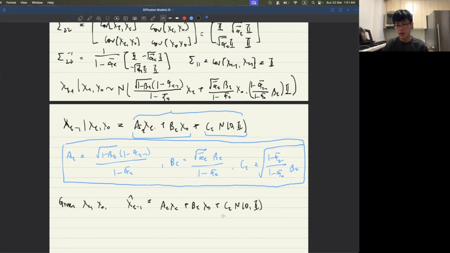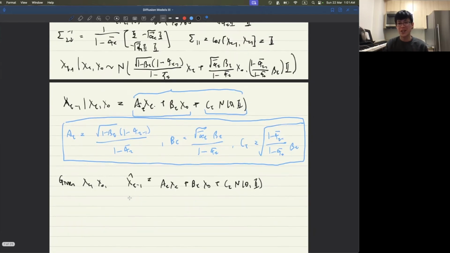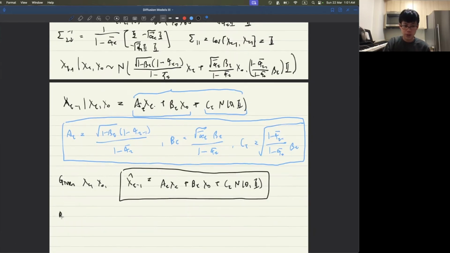some random noise. Of course, if we are trying to predict this, we wouldn't include the random noise. And also just for notation, this is coming from statistics. If I'm trying to predict a random variable, I'll put a hat on top of it to show that it is my prediction of it. It is not the actual xt minus 1. And now we want to return back to part 1.